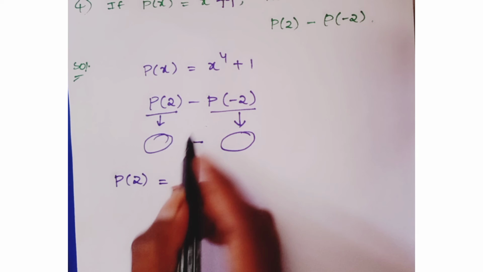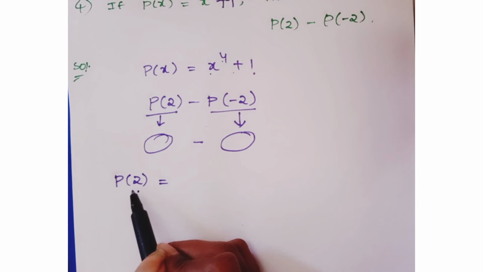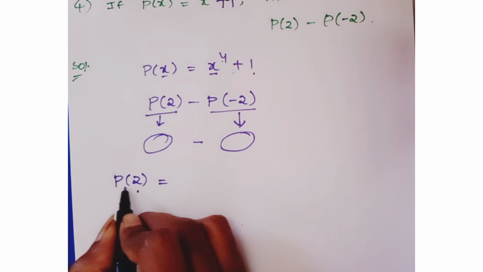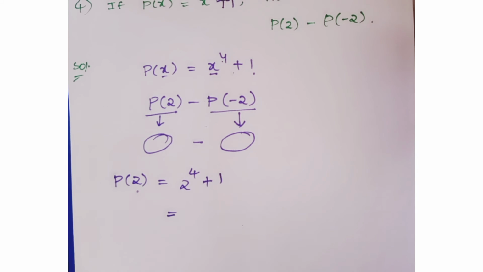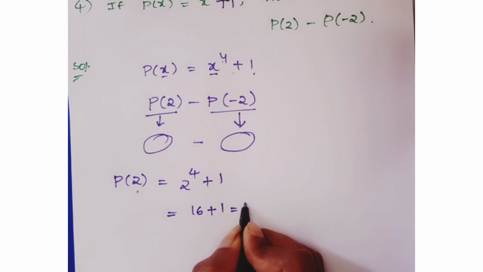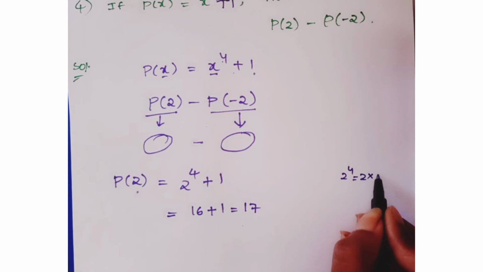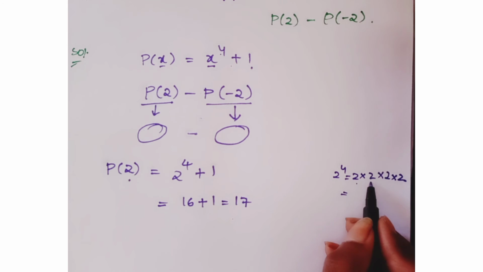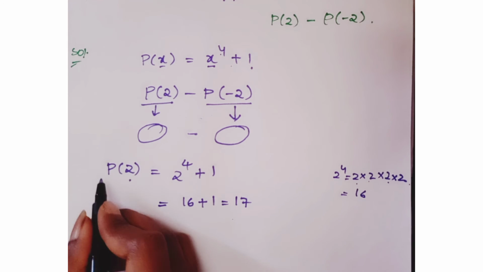P of 2 equal to, here P of x is x power 4 plus 1. Now for P of 2, whatever is present in the place of x, replace with 2. So now P of 2 equal to 2 power 4 plus 1. What is 2 power 4? It is 16. 16 plus 1 is nothing but 17. 2 power 4 is 2 into 2 into 2 into 2, which is 2 to the 4, 4 to the 8, 8 to the 16. So 16 plus 1 is 17 for P of 2.